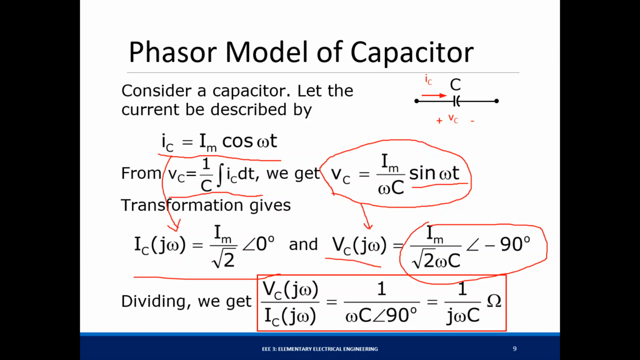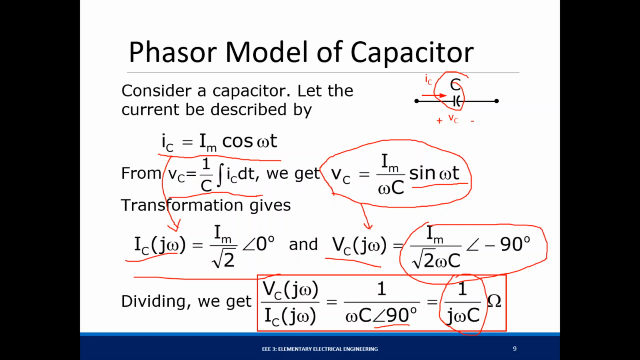We divide V and I. We also get some form of resistance in the capacitor. This resistance is 1 over j omega C. Where did that come from? Well, 1 angle 90 degrees is equal to j, because sine 90 degrees is 1 and cosine 90 is 0. Again, we also have a, quote unquote, resistance in the capacitor.